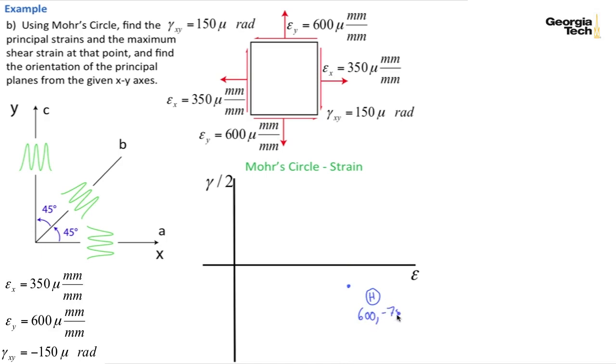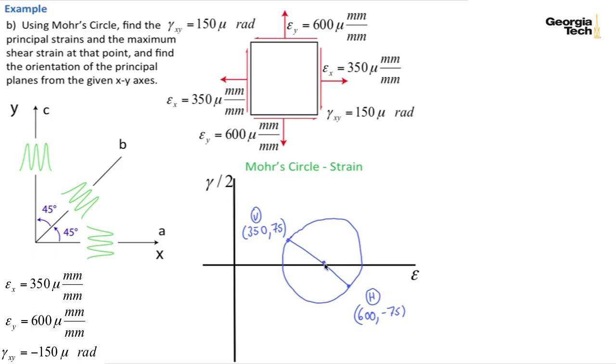And for my other face, I've got 350 positive because it's in tension. The shear strain is going to cause counterclockwise rotation, so it's positive by my shear convention. I use half of 150 again, so I'm going to go 350 and then up 75, and that's my other face. So 350 and 75. And I leave the mu's off again for shorthand. I can draw a line in between these two for my diameter, and then I can draw my Mohr's circle.